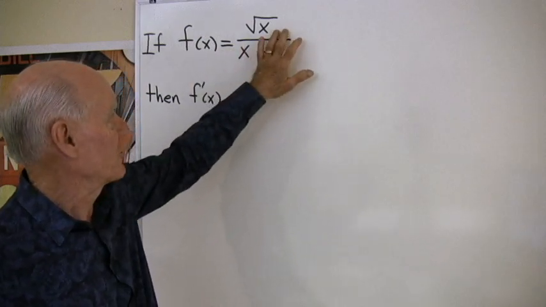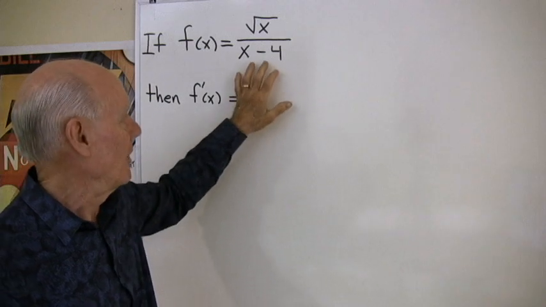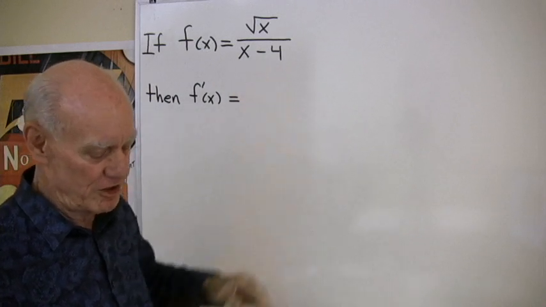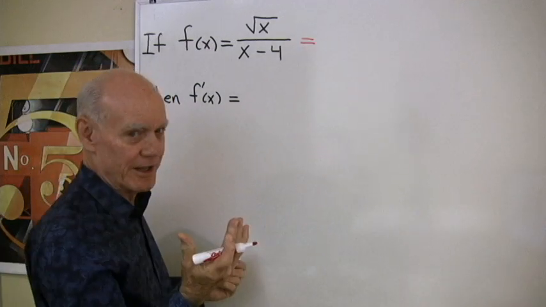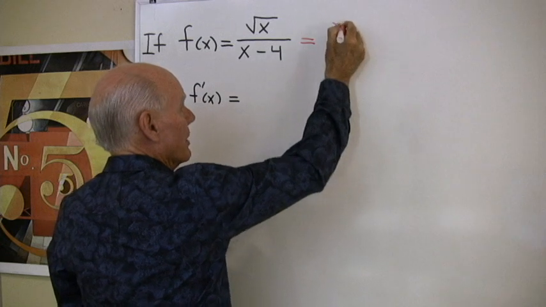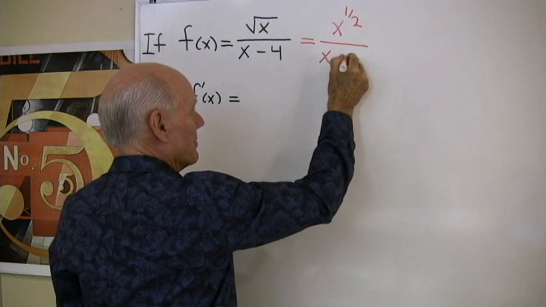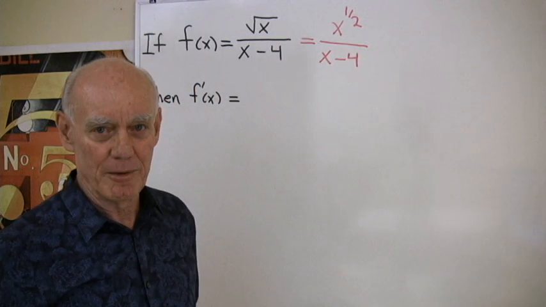If f of x is square root x over x minus 4, let's find the derivative. So I'm going to change this a little bit to begin with so that my derivatives are easier to find. I'm going to write this as, or think of it as, x to the 1/2 all divided by x minus 4. So now I see I have that quotient rule.